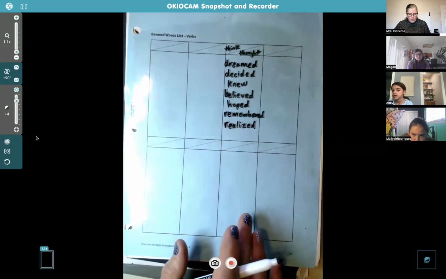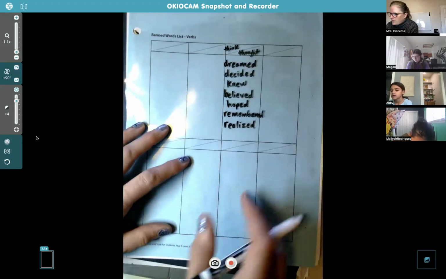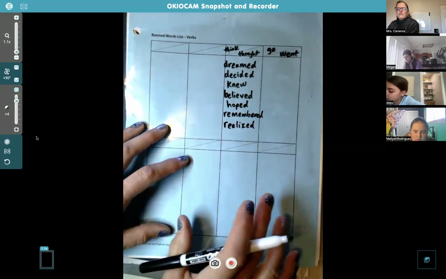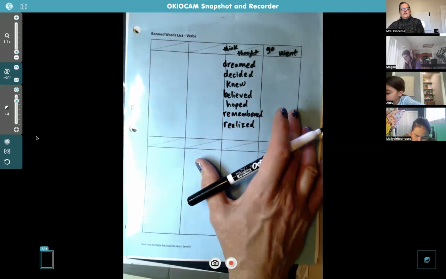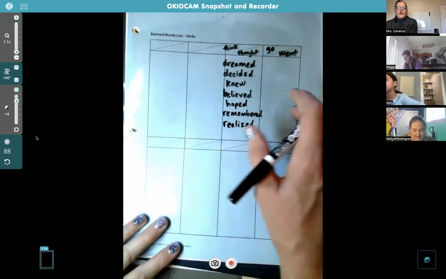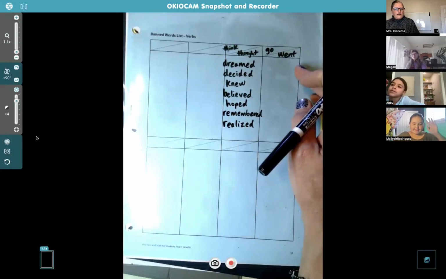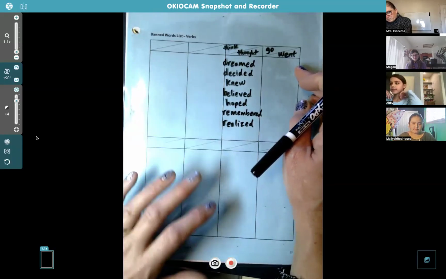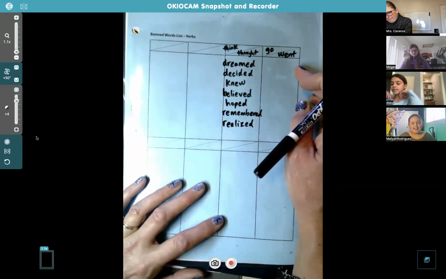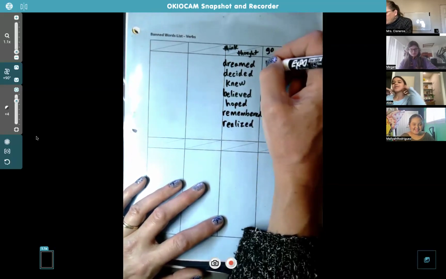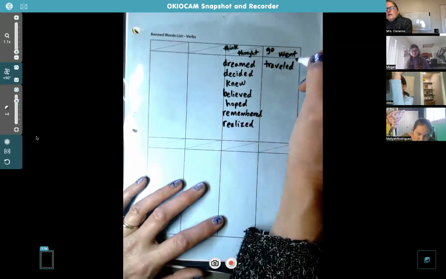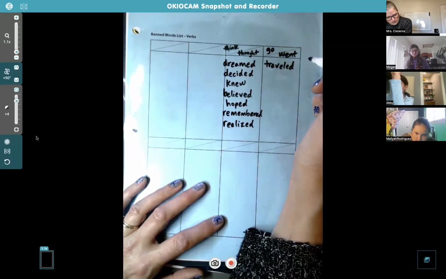So the other words that we're banning today over here in the next column are go and went. So you can't use go and went anymore. We have to think of some other way to say that. Do you have any ideas? I think Malia has an idea. Go ahead. I traveled. Traveled. Yes, that's a good one.